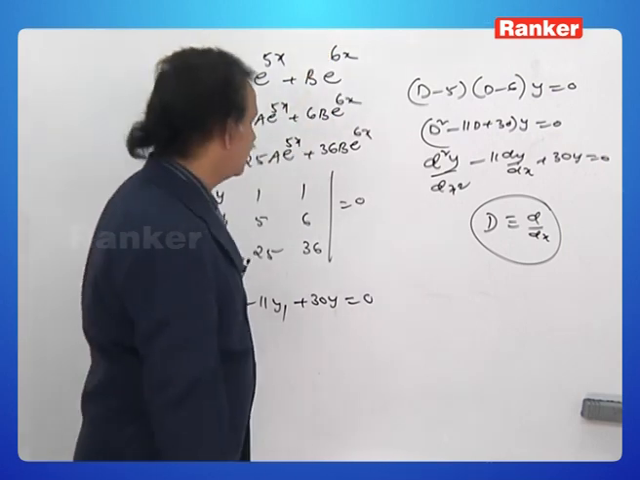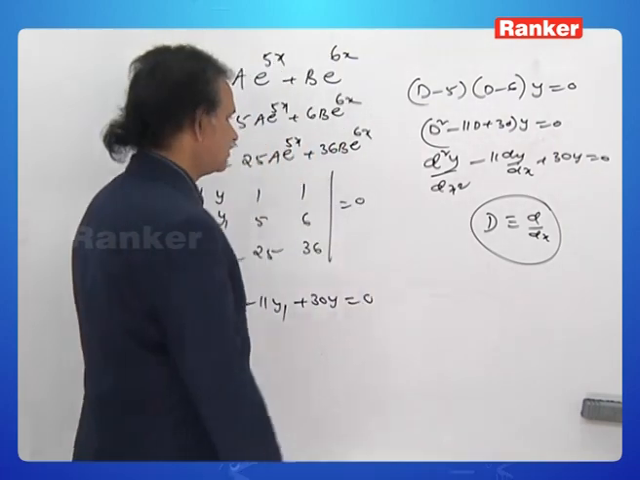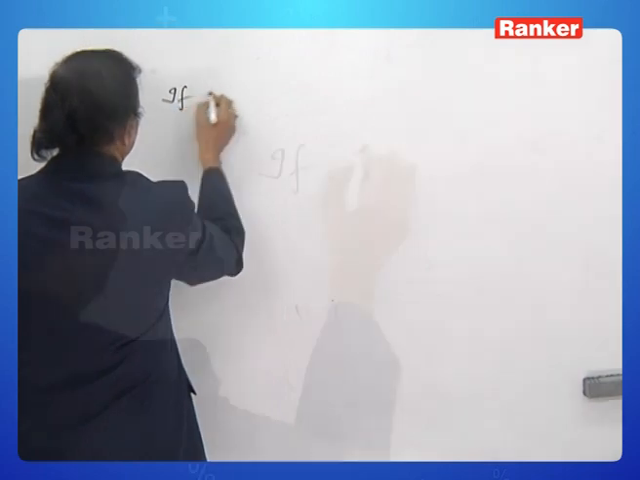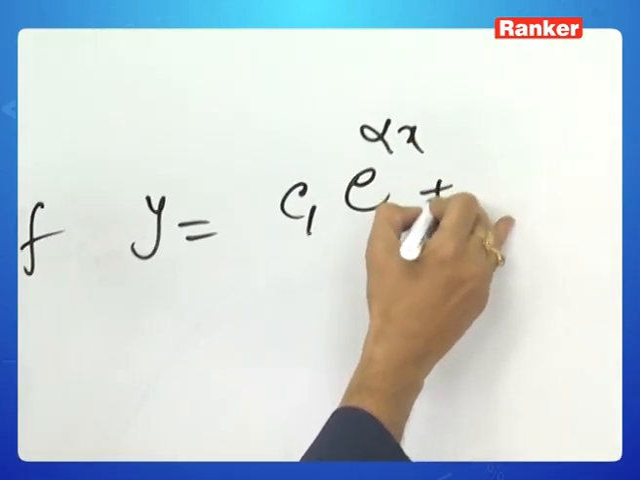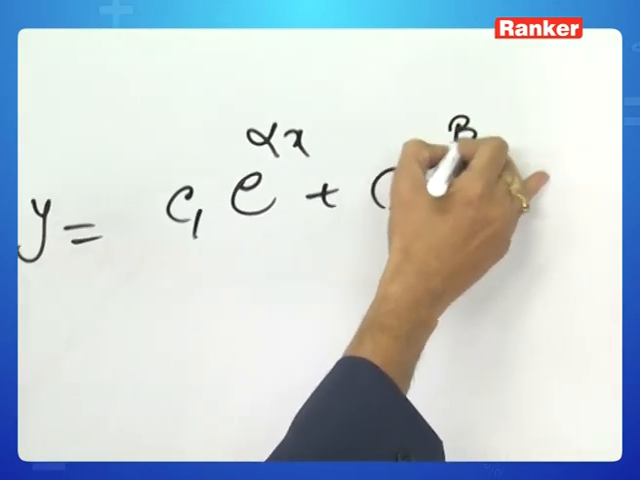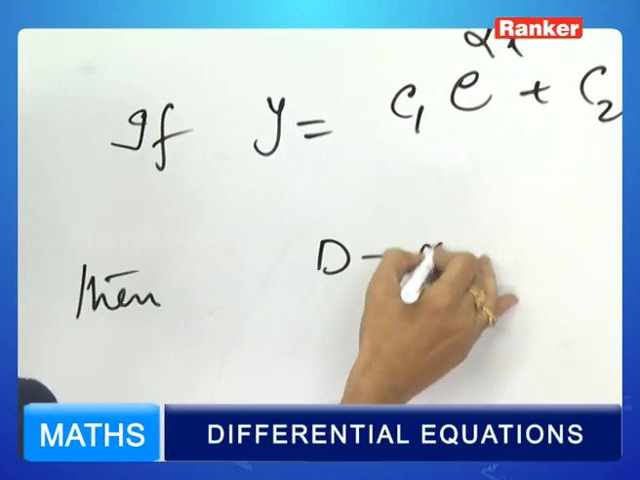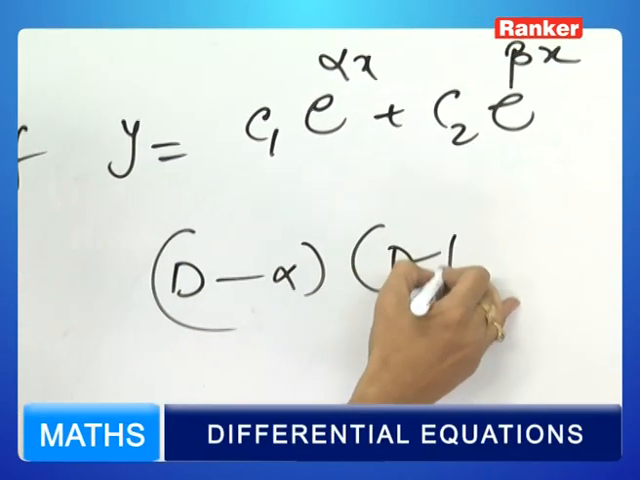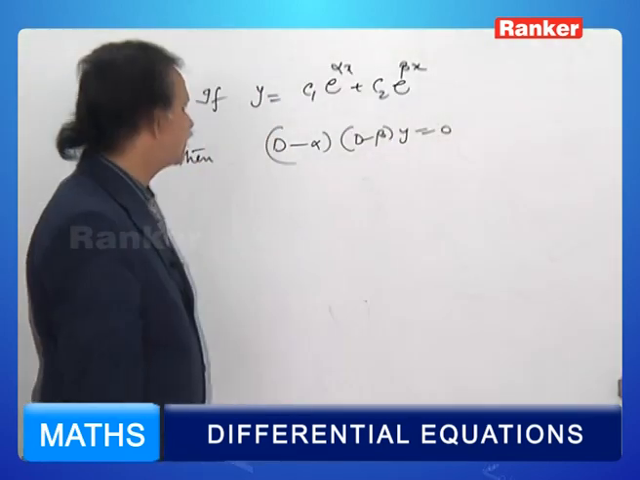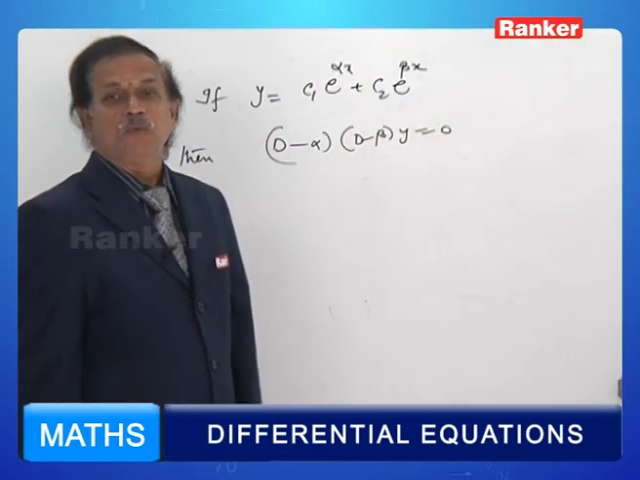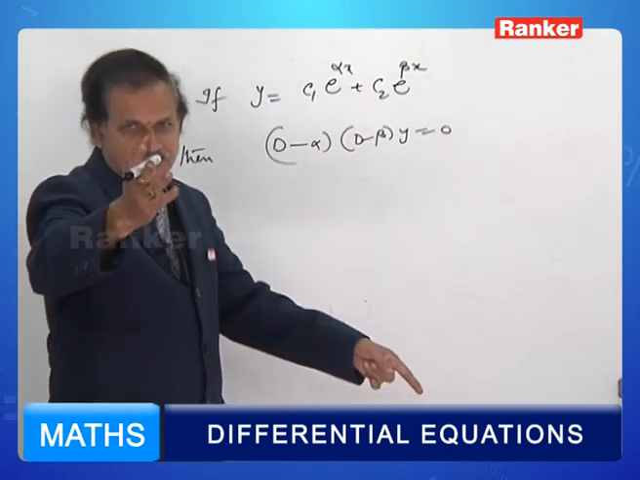Okay, right. Let us now try to generalize this. If y is equal to c1 into e power alpha x plus c2 into e power beta x, then D minus alpha into D minus beta of y is equal to 0 is the differential equation required. We are supposed to eliminate c1 and c2, but not alpha and beta. You can recollect that one.